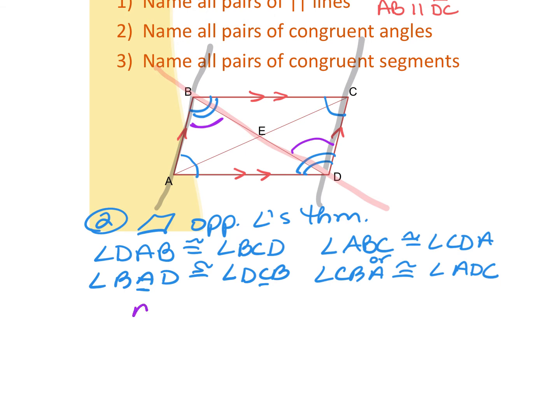So using alternate interior angles, I can go ahead and name these that I just listed here. So we're going to call it angle ABD. Sorry, ABD is congruent to angle CDB because it's alternate interior.